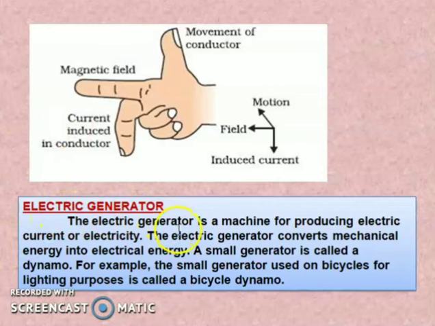Next, electric generator. This is also a most important question. From this chapter, there are two questions, one is the electric motor and another one is the electric generator. Both are very important questions.